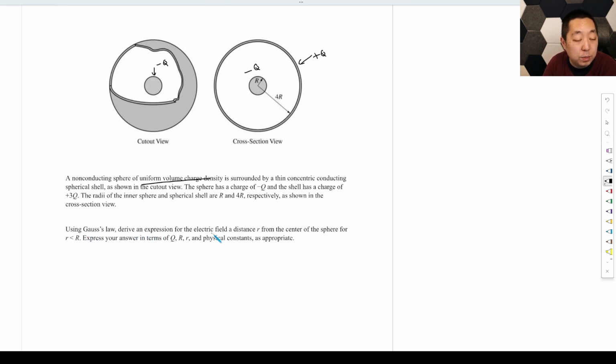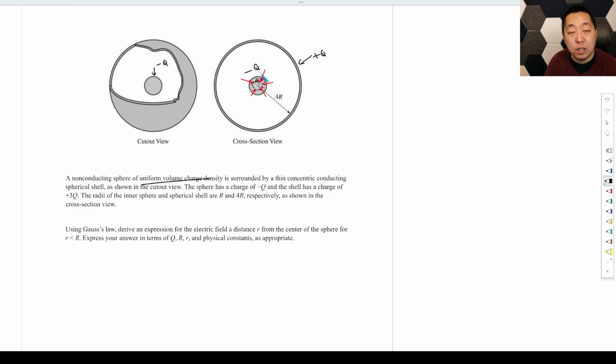Using Gauss's law, derive an expression for the electric field at distance r from the center of the sphere for r less than R. That means we want to talk about in here. So we're going to use a Gaussian surface that's spherical in there. Why spherical? These are all spherical charges, so we expect by symmetry the electric field to be radially outward or inward. It just depends. Here, because you're closer to negative charges, it's probably going to point inward. If I put a positive charge here, it's going to be drawn towards a negative charge and away from this positive charge. So it's technically pointing inward. Doesn't matter for the magnitude, though.